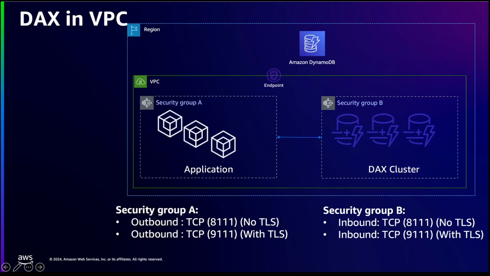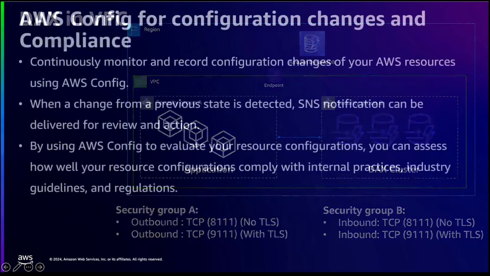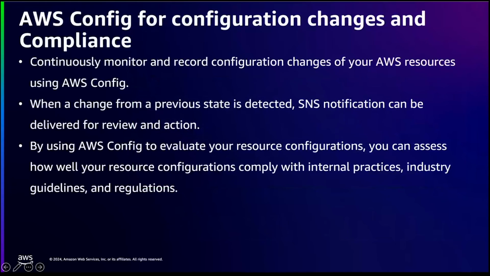AWS Config continuously monitors and records configuration changes of your AWS resources. When a change from a previous state is detected, a notification can be delivered for review and to react on it. By using AWS Config to evaluate your resource configurations, you can assess how well they comply with internal practices, industry guidelines, and regulations.